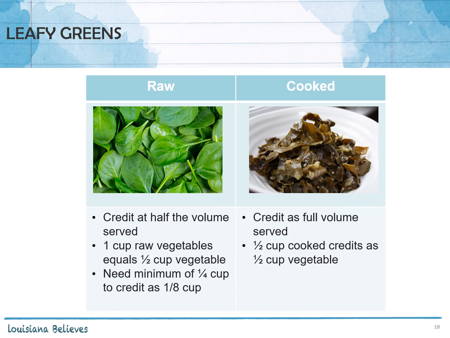Raw and cooked leafy greens credit differently. Raw leafy salad greens credit as half the volume served, which is consistent with the Dietary Guidelines for Americans. For example, a half cup of romaine lettuce contributes 1/4 cup toward the dark green vegetable subgroup. Cooked leafy greens such as sautéed spinach are credited by volume as served. For example, a half cup of cooked spinach credits as a half cup of dark green vegetables.